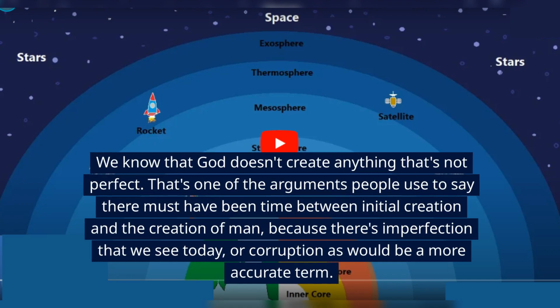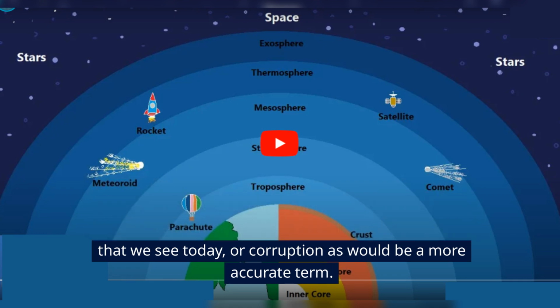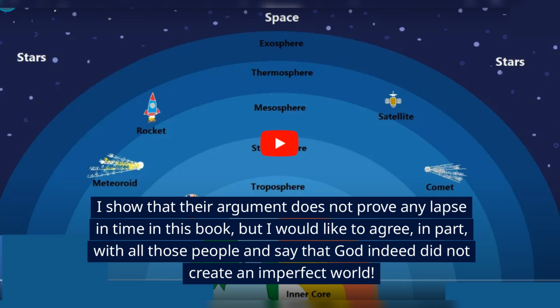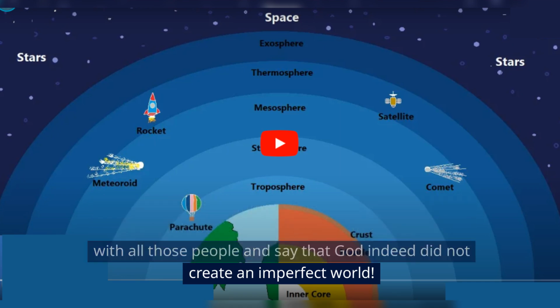That's one of the arguments people use to say there must have been time between initial creation and the creation of man, because there's imperfection that we see today, or corruption as would be a more accurate term. I show that their argument does not prove any lapse in time in this book, but I would like to agree in part with all those people and say that God indeed did not create an imperfect world.